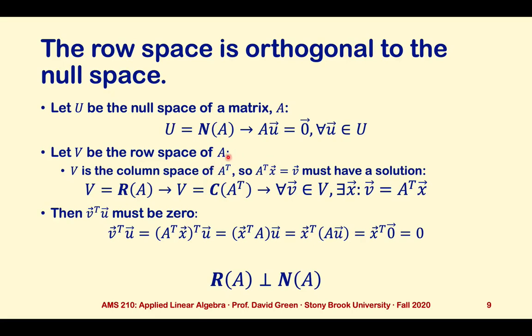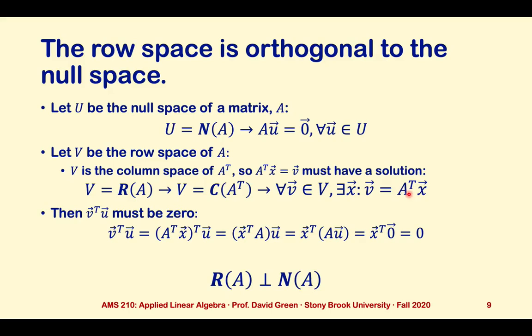If V is the column space of A transpose, then A transpose times X equals V must have a solution. Why? Because the column space of a matrix means the set of right-hand sides that have a solution. There must be some X such that this is true. We can write this in more mathematical notation. If V is the row space, then V is the column space of A transpose. And for every V, there exists some X where V is equal to A transpose X.